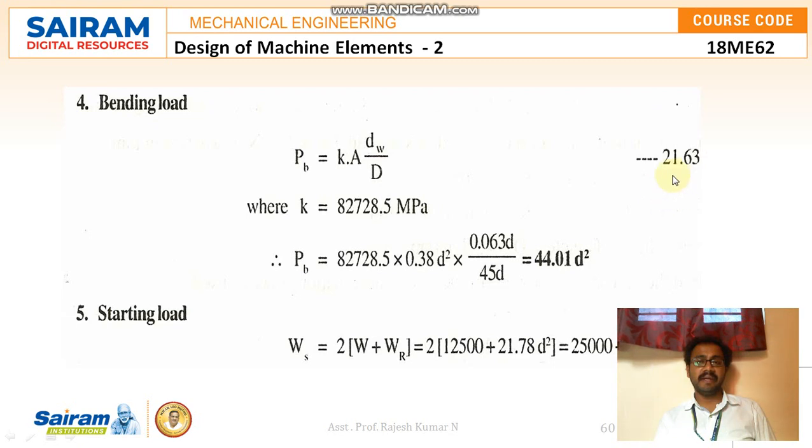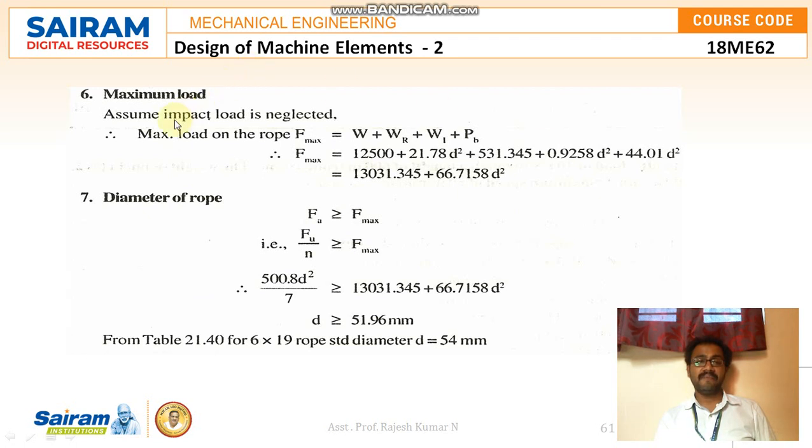From the data handbook we can take it, that is equation 21.63, where the formula is Pb equal to K into A into dw by D. K is a value present in the data handbook itself, that is 8278.5 newton per mm square. Substituting all these values, and dw and D in terms of small d, we will be getting the bending load Pb as 44.01 d square. The next step is the starting load, denoted as WS. The formula is 2 into (W plus WR). Both W and WR are known. After substituting, I'll be getting the WS value as 25,000 plus 43.56 d square.